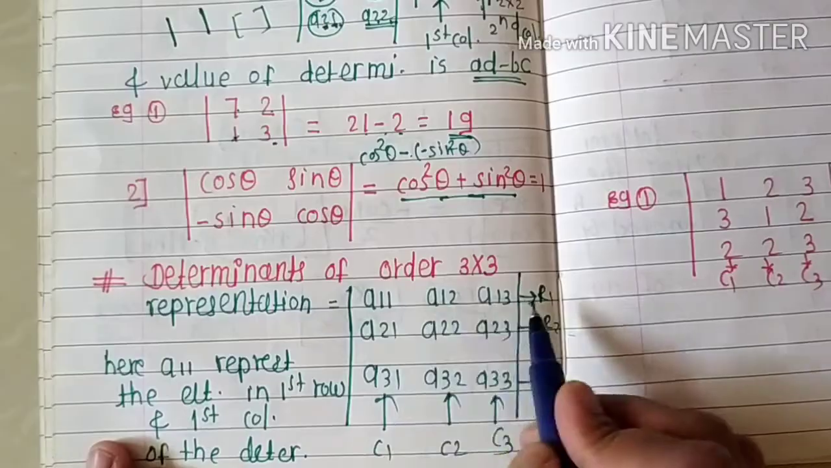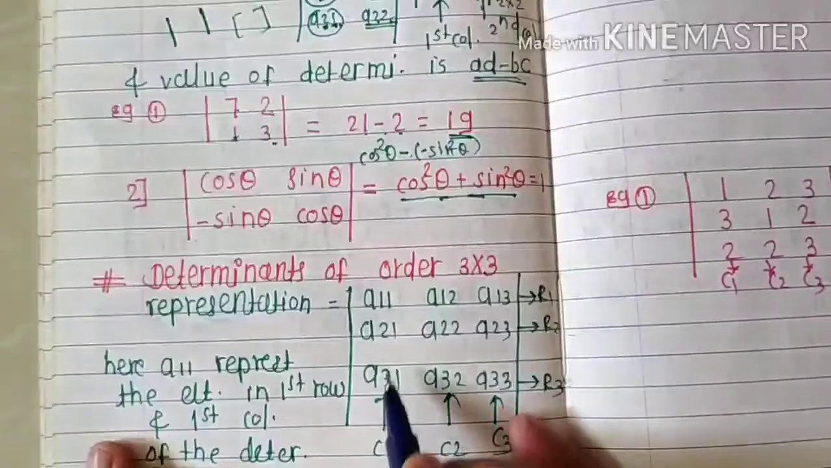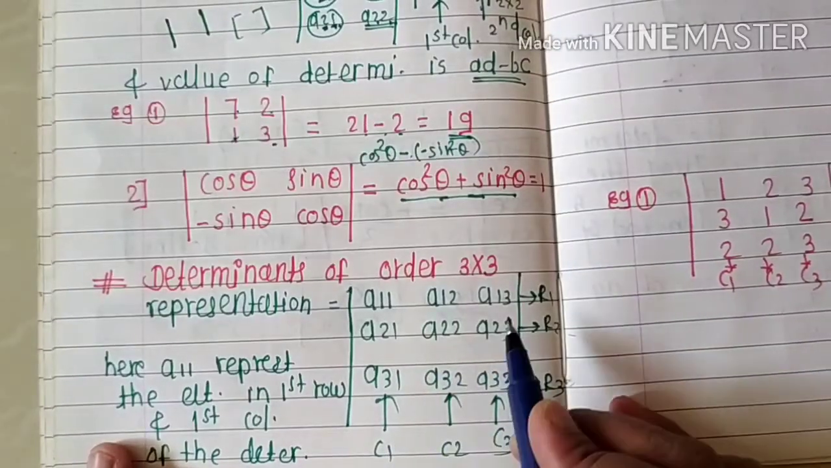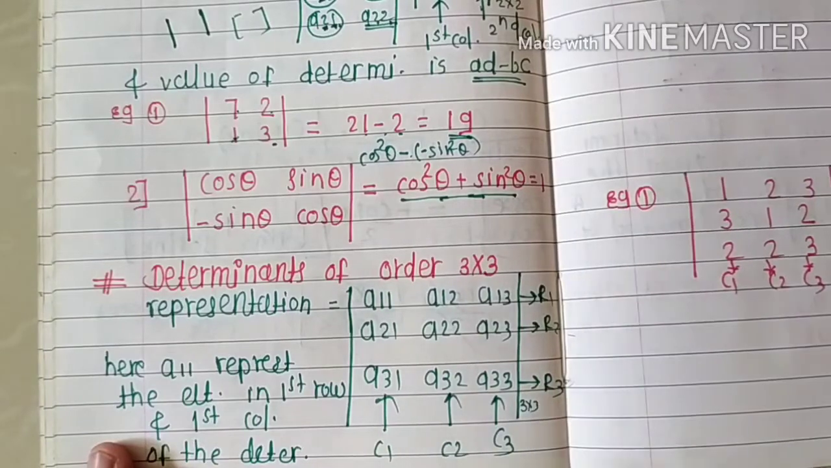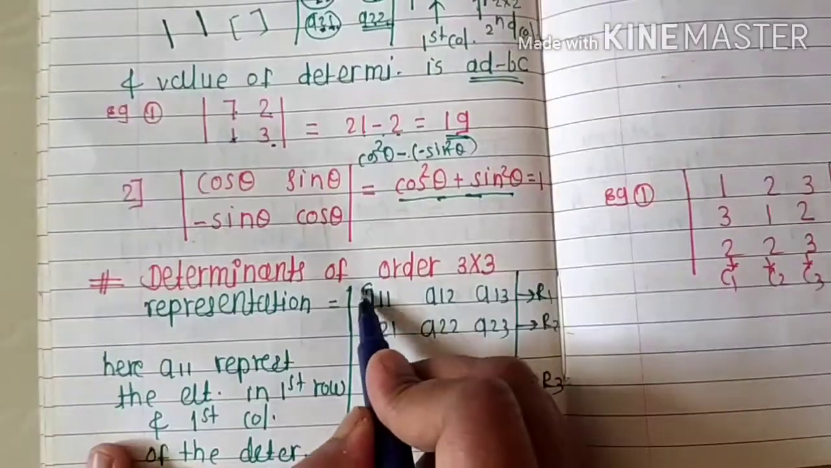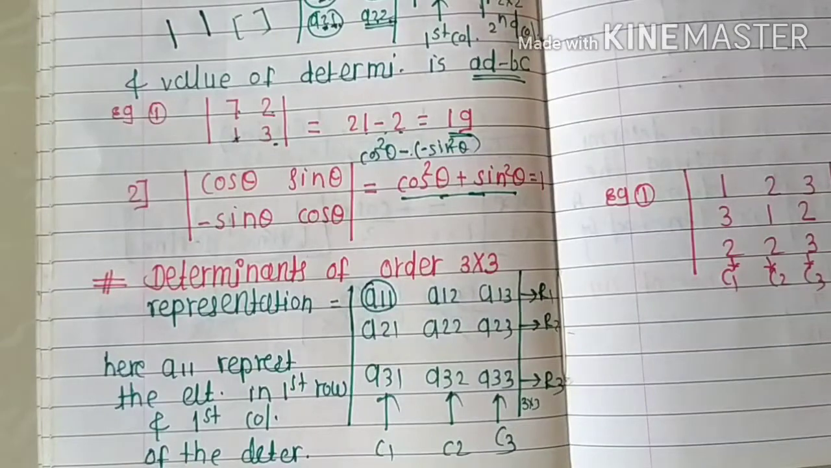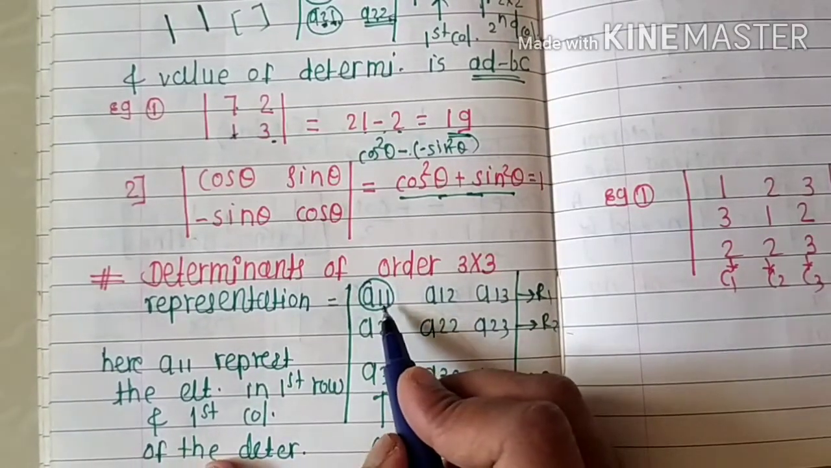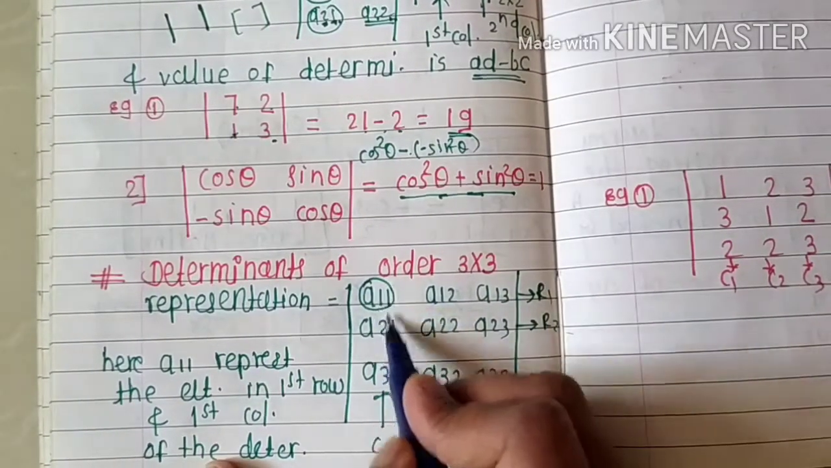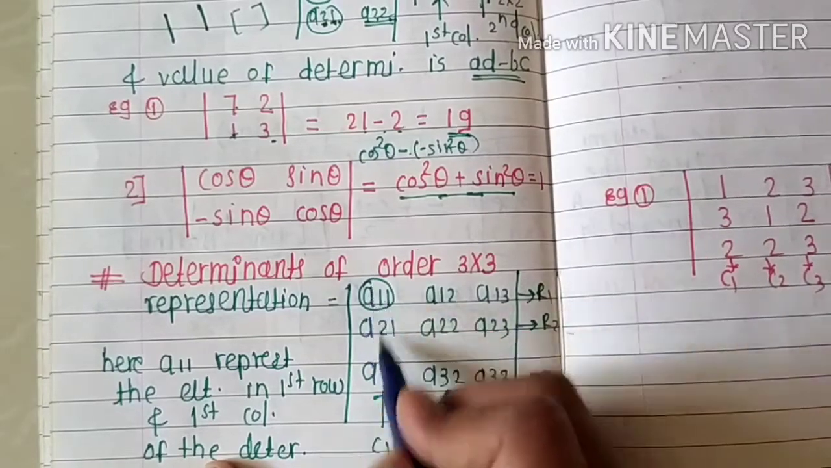Okay, then for a determinant of order 3 by 3, how to represent it? We represent it in this way: first row, second row, third row, first column, second column, third column, meaning 3 rows and 3 columns. Okay, then here same thing, what does this A11 represent? This represents the element in the first row and first column.